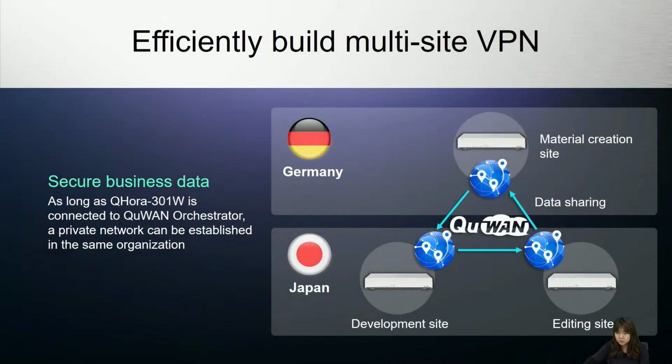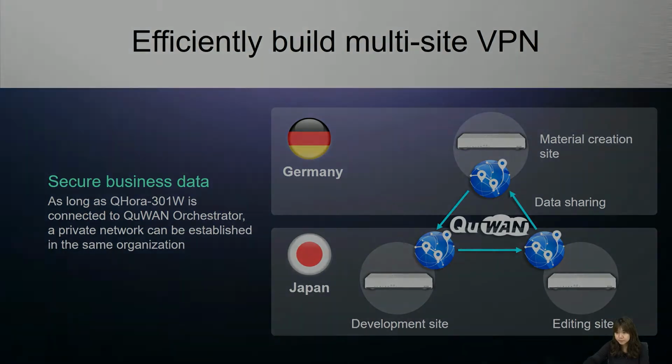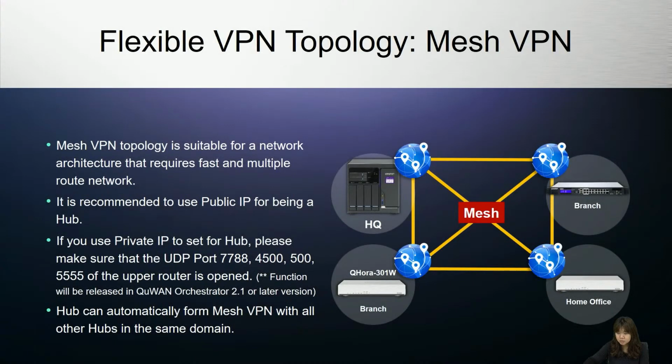For the subscription-free SD-WAN, as long as you connect your QHora to the QWAN orchestrator, the orchestrator will help you build multi-site VPN with all other QHoras in the same organization. This way, all of the QHora are becoming a private network. For QHora to have a mesh VPN with all other routers, you need to have public IP for now. This topology is suitable for network architecture that requires fast and multiple route networks.